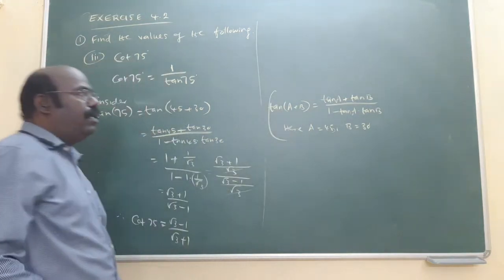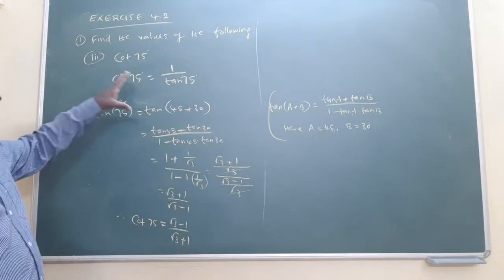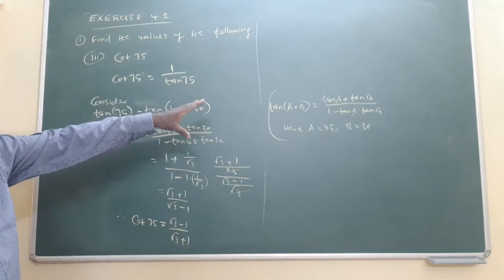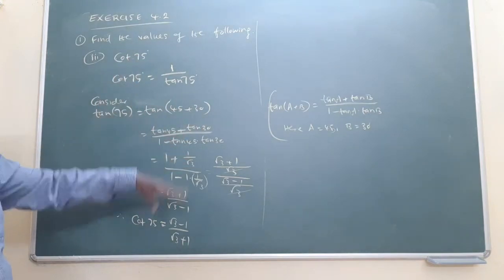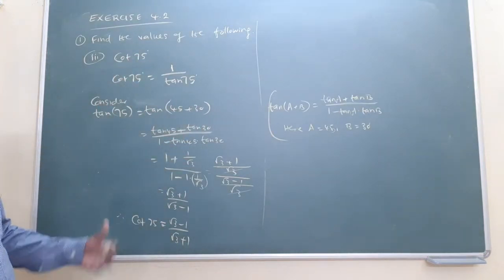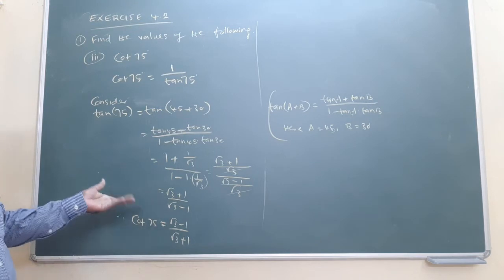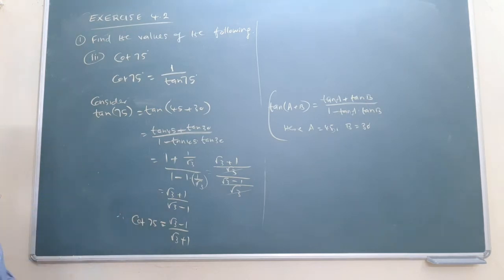Mention the formula. These three problems are solved by using trigonometry formulas: sin A plus B, cos A plus B, sin A minus B, cos A minus B, tan A plus B, tan A minus B. After this, substitute the angles and similarly we get the answer.